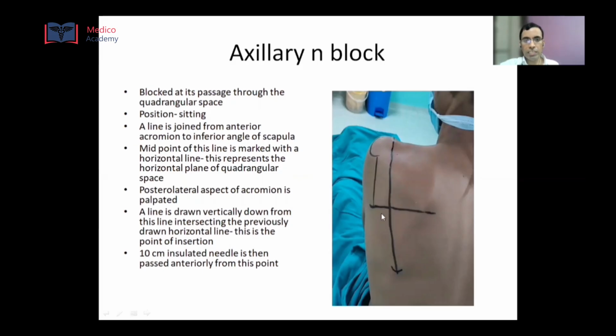The midpoint of this line is marked with a horizontal line. This represents the horizontal plane of the quadrangular space. The posterolateral aspect of acromion is then palpated. A line is drawn vertically down from this point, intersecting the previously drawn horizontal line. This is our point of insertion of the needle. A 10 centimeter insulated needle is then passed anteriorly from this point.